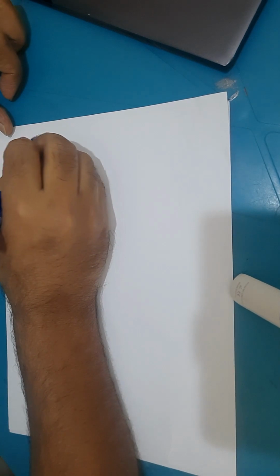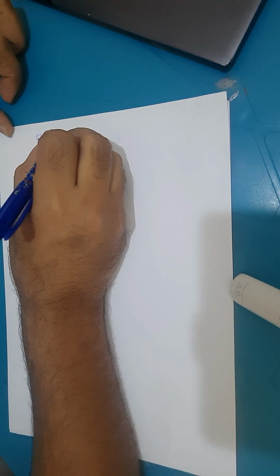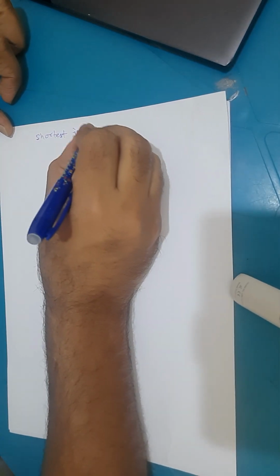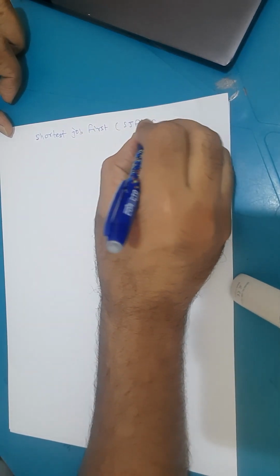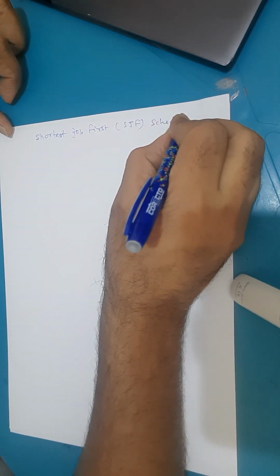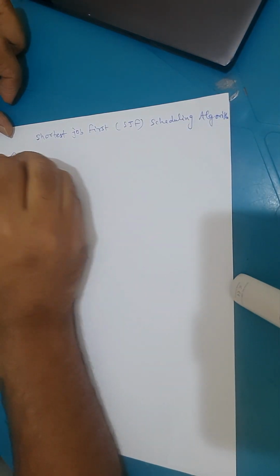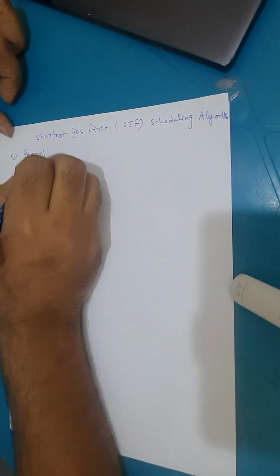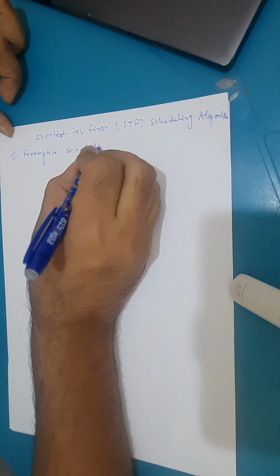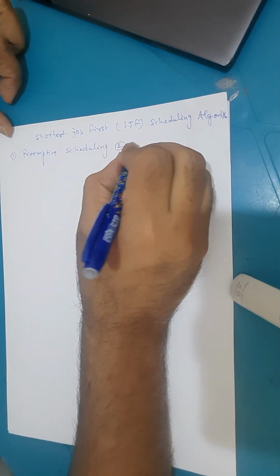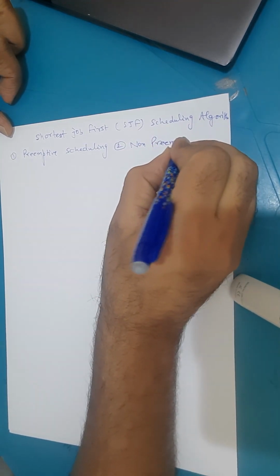Okay, so shortest job first, SJF scheduling algorithm. First part is preemptive scheduling and second part is non-preemptive scheduling.